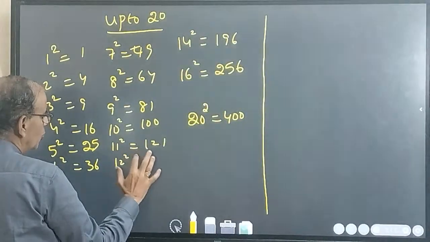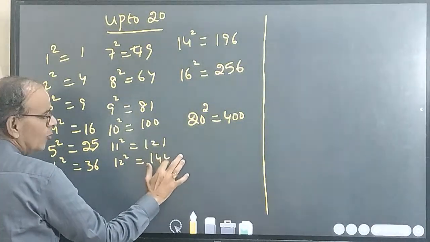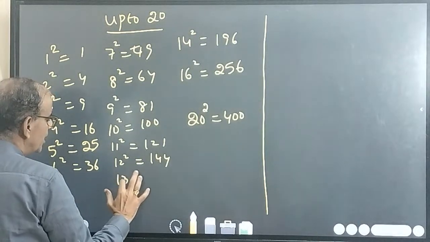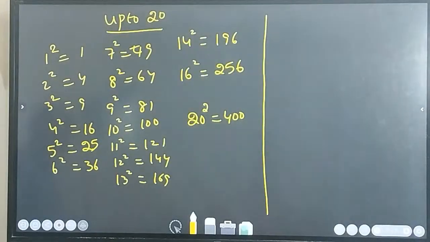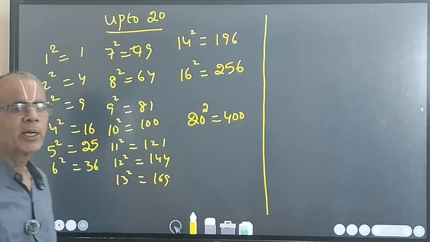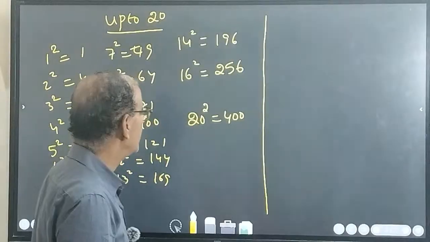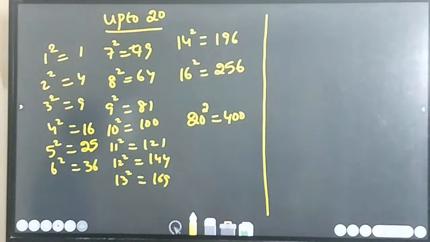121, 12 square, 144, 13 square, 169. It goes like this. 17 square, 289, 18 square, 324.